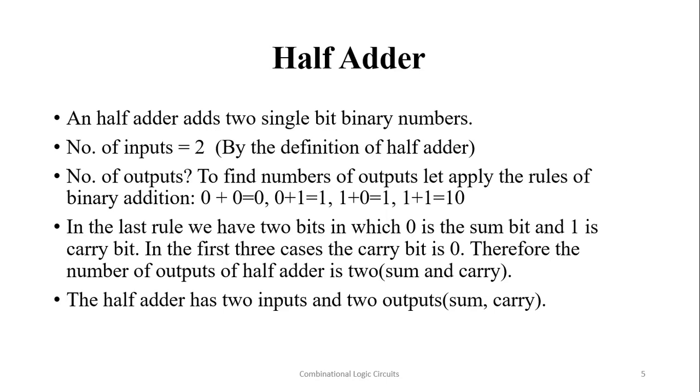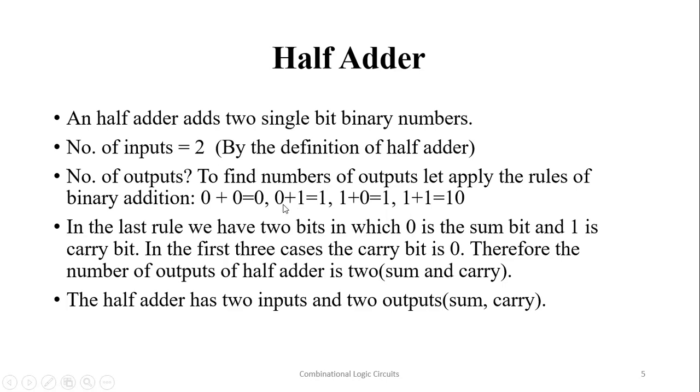Number of outputs. How to find the number of outputs? Let's add these two bits. The two bits can be 0 and 0, so 0 plus 0 is 0. Can be 0 and 1, so 0 plus 1 is 1. Can be 1 and 0, so 1 plus 0 is 1. And can be 1 plus 1. When we add 1 plus 1, we get 10. So we get a 2-bit result. So the output is 2-bit. This one represents the carry and this is the sum bit. In the first three cases, the carry bit is 0.